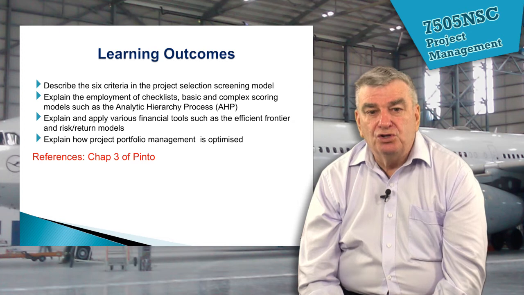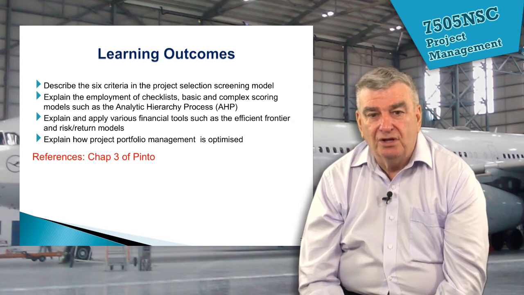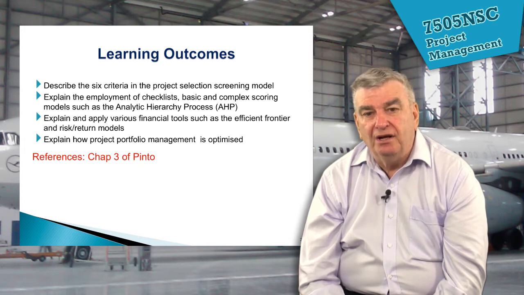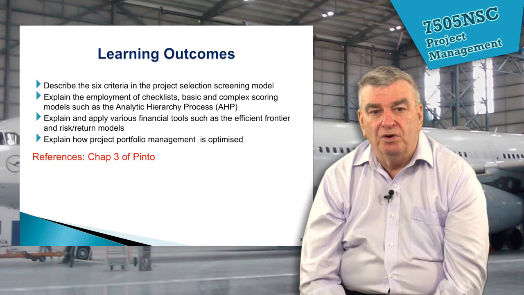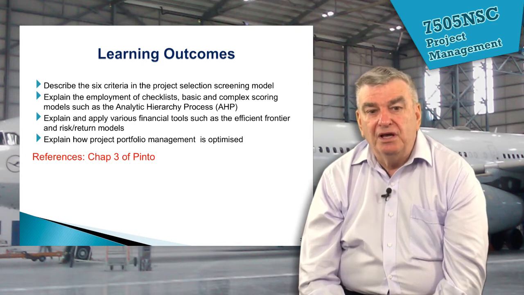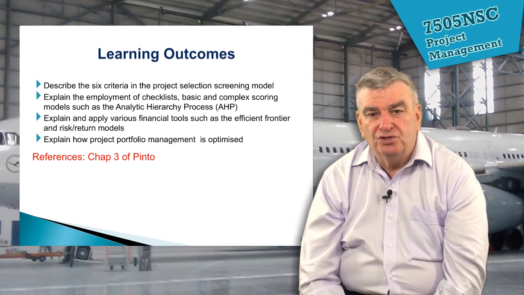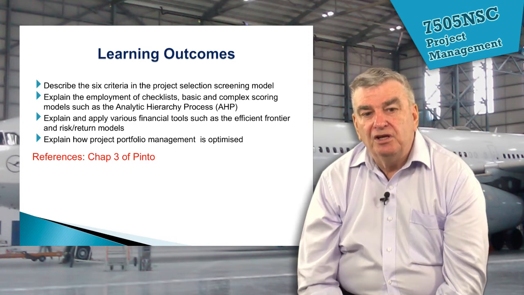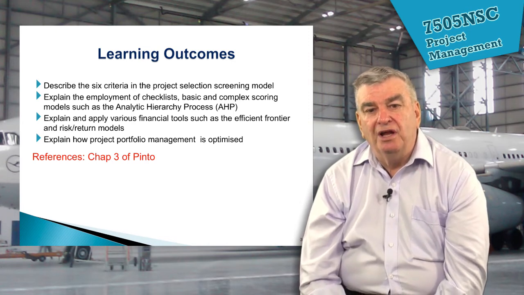So in this one we're going to describe the 6 criteria in project selection, including the screening model. We're going to be explaining the employment of checklists, basic and complex scoring models, such as the analytic hierarchy process. We're going to be explaining and applying the various financial tools, such as the efficient frontier and risk return models. And we're going to be explaining how project portfolio management is optimised.